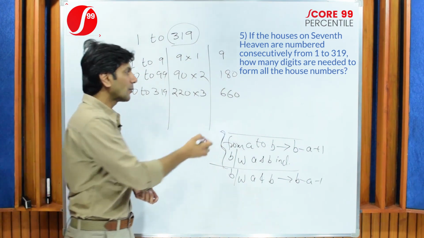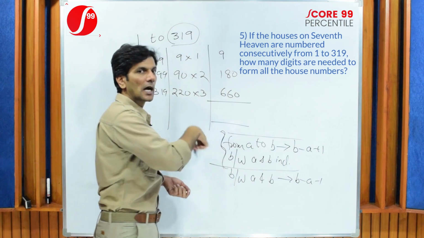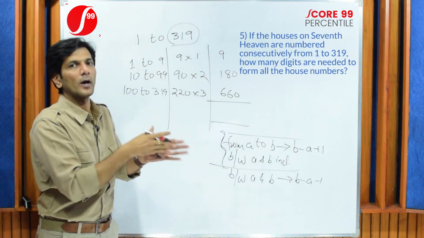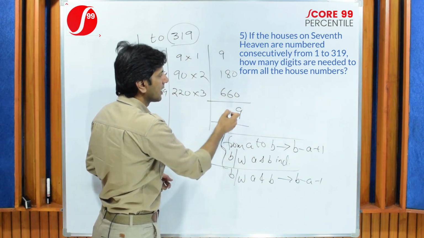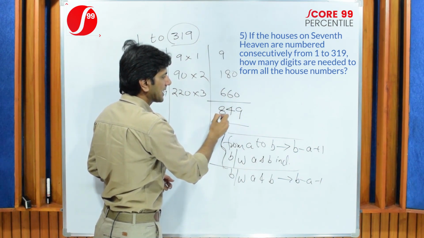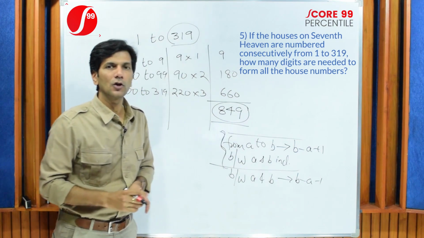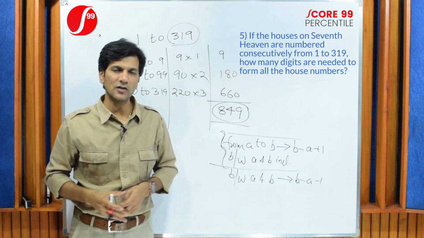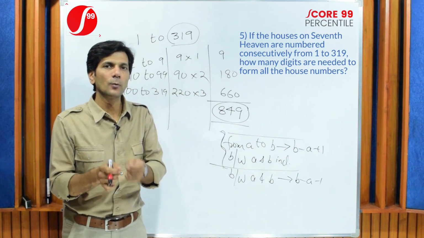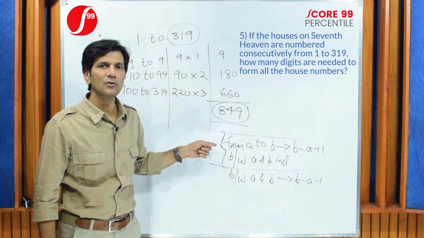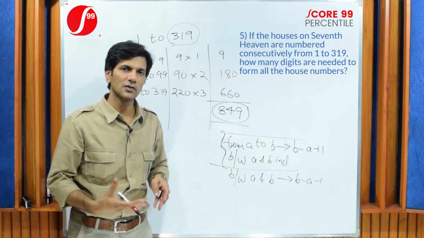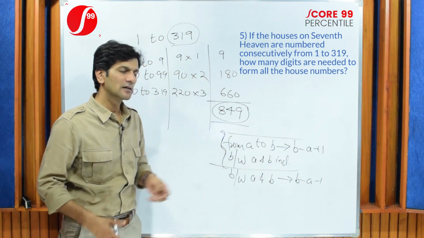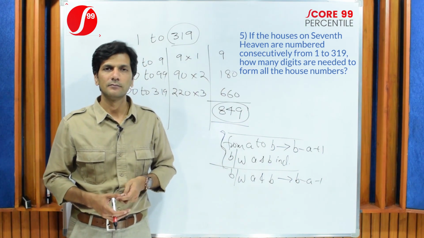So what is the total number of digits that you are using to number houses from 1 to 319? That's nothing but a sum of all these values: 9 plus 180 plus 660. So you have used a total of 849 digits. So the key takeaway from this question is being able to count numbers within a range, from a number to another number. This is an extremely important point that you have to keep in mind.